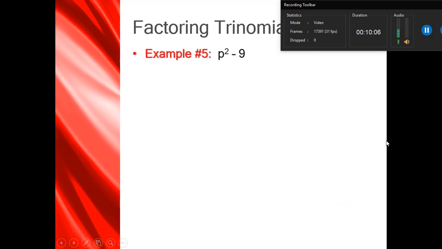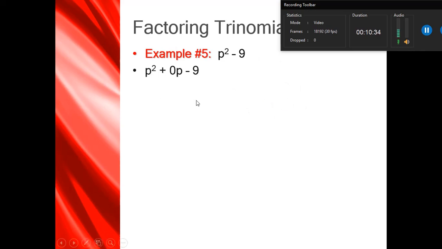Example number 5 looks a little bit different. Instead of seeing a trinomial, I'm only seeing a binomial. You can see that there's a term missing in between. I started with the second power, but then typically I should have a p to the first power. Well, what happened is that term was removed. So what I can do is rewrite it to include it. When a term is missing, you can reinsert it with a coefficient of 0.